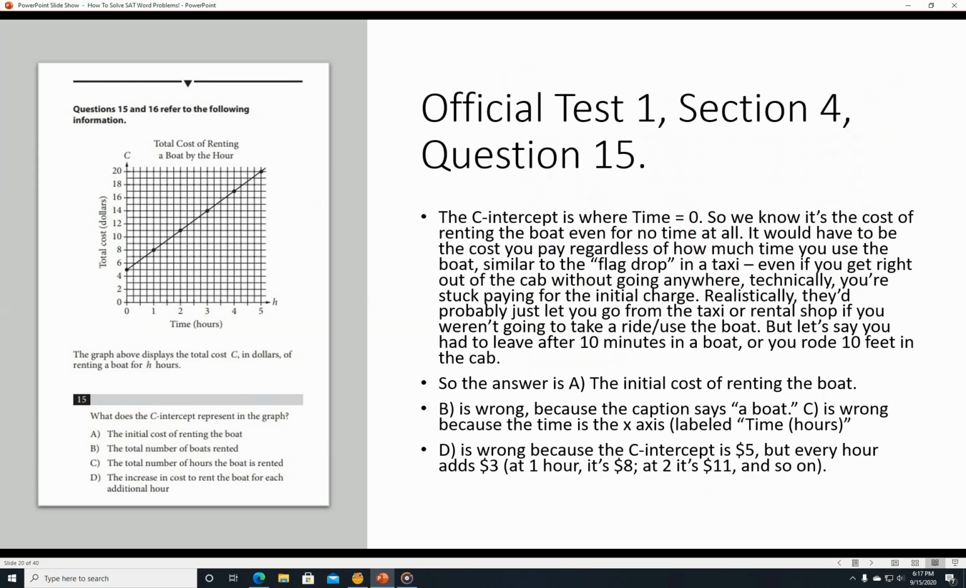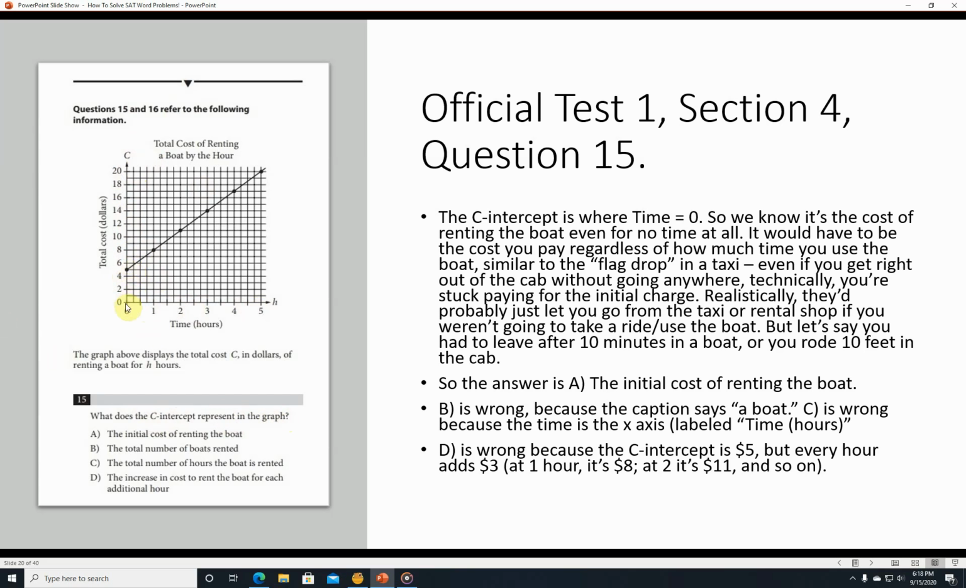All right, official test number 1, section 4, question 15. Questions 15 and 16 refer to the following information. What's the total cost of renting a boat by the hour? We have a chart where C is the total cost in dollars. That's the y-axis. The x-axis is the number of hours that it's rented. So what does the C-intercept represent in the graph? This is the y-intercept.